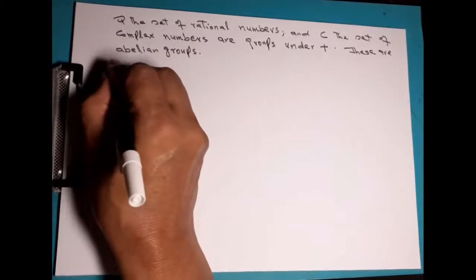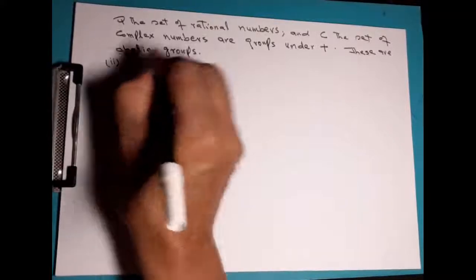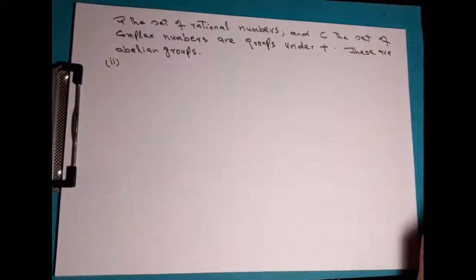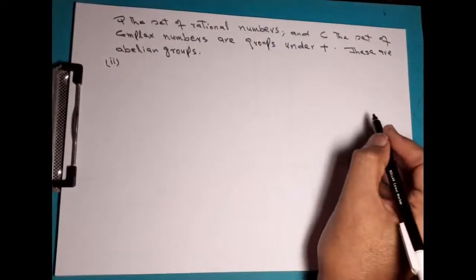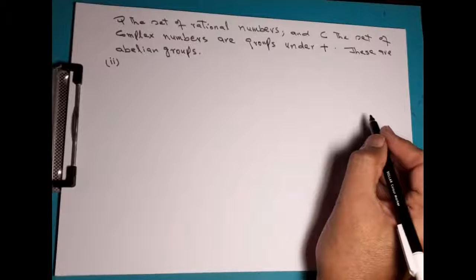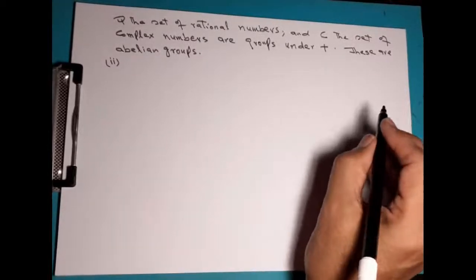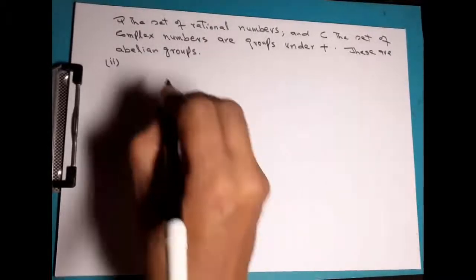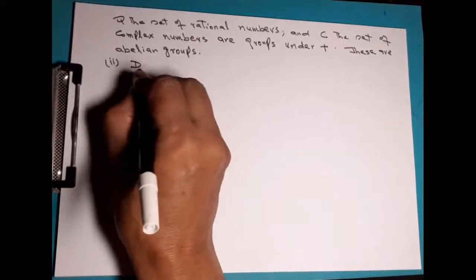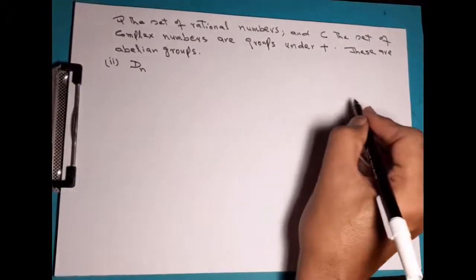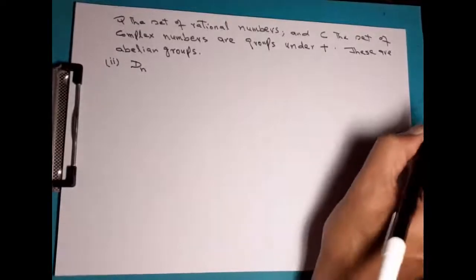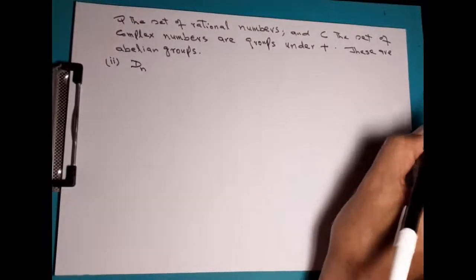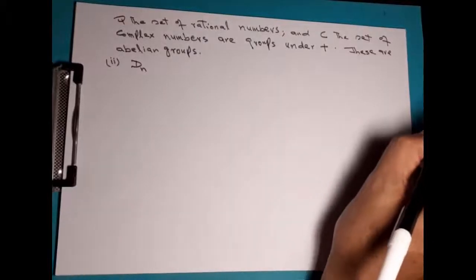So having discussed this particular example, that set of real numbers, set of rational numbers, set of complex numbers, set of integers, these are abelian groups under binary operation addition. A very famous example of a group is the dihedral group Dn, the set of symmetries of a regular n-gon, a regular polygon with n sides.